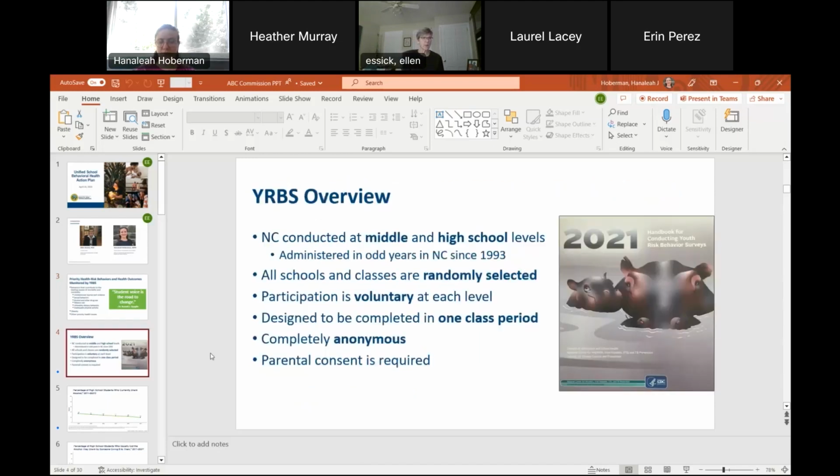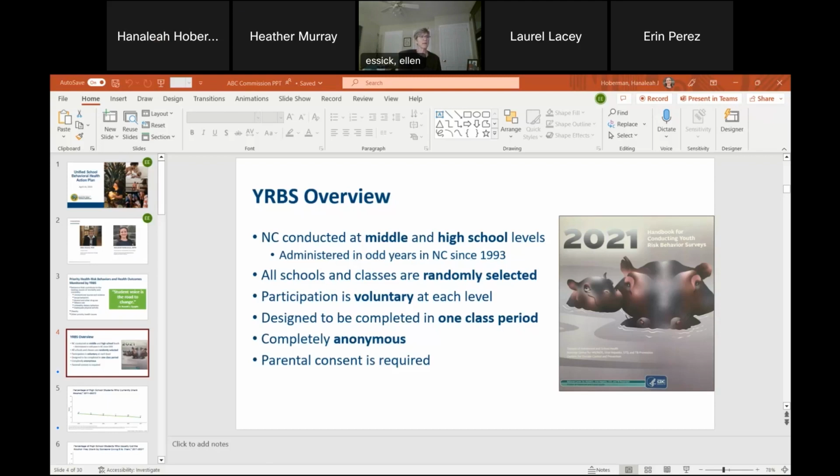We conduct the YRBS at the middle and high school levels, and we've done that on odd number years since 1993. So we've collected this data for a long time. The data that I will share today is primarily from 2011, so kind of in that last decade period, but we have data that goes back to 1993, so we can look at trends over time.